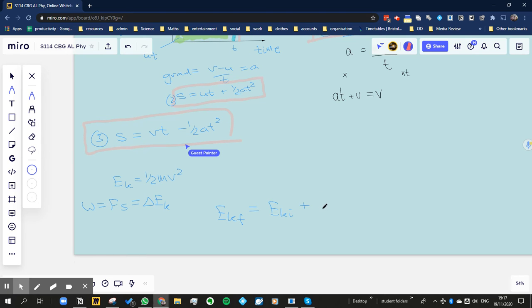Okay. So we can say that that's equal to delta EK, but let's just say it's FS, because that's going to be useful later on. And then we're going to use another equation. We've got lots of equations in this lesson. So F is equal to MA. This is just Newton's second law.